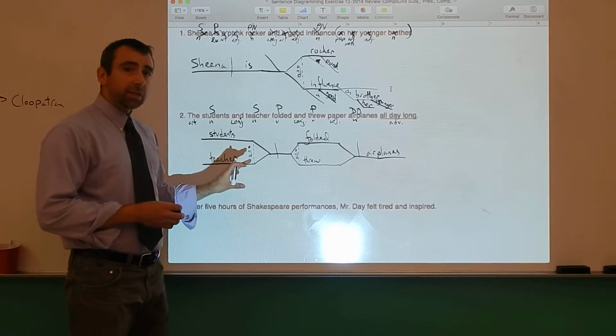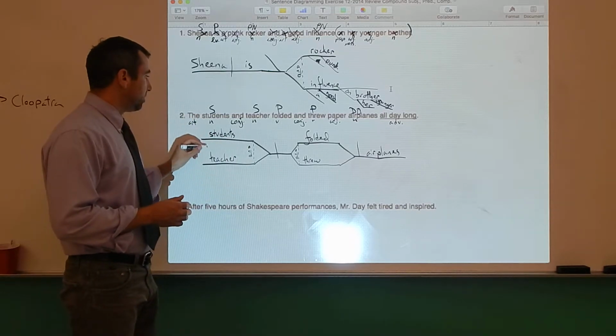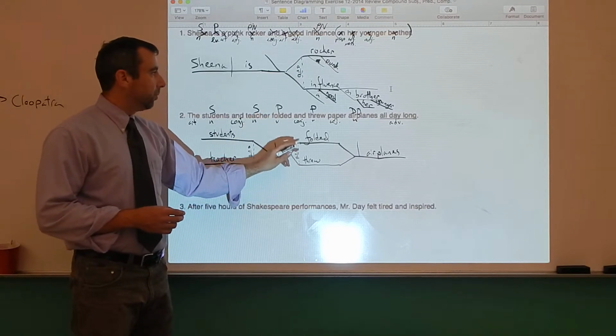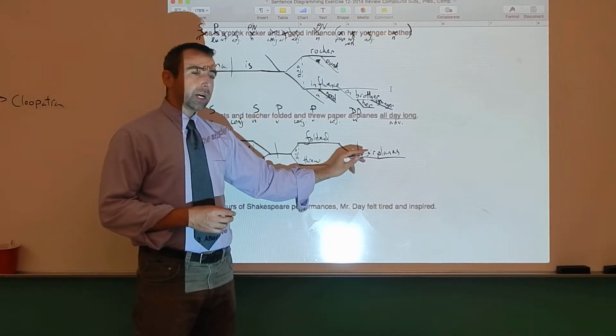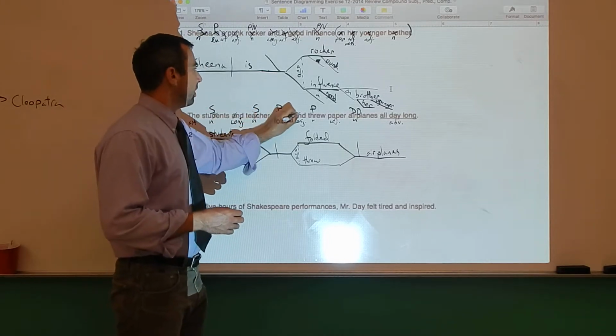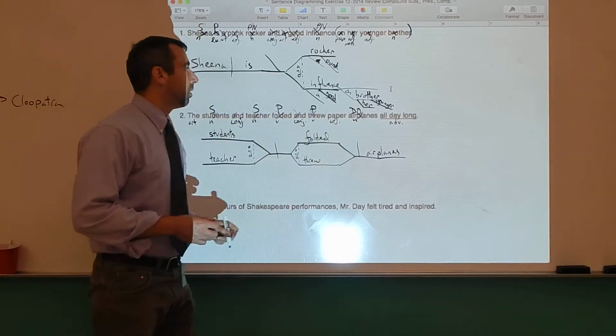Okay, I hope you've got something that looks like this. Two subjects, students and teacher. Two predicates, folded and through. And then one direct object, airplanes. Students and teacher folded and threw airplanes.